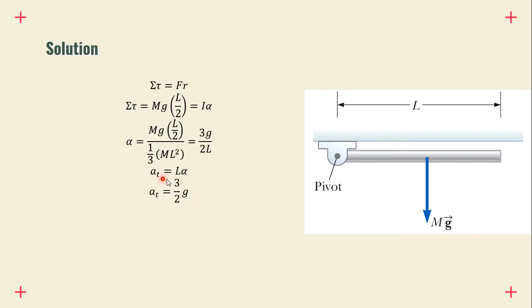How about the tangential acceleration? As I have shown you earlier, you can get the translational quantities by just multiplying the angular quantities by the radius. In this case, our radius is L, this length. So a_T is equal to L alpha. a_T is equal to 3/2 g because we cancel out L here. So this is our answer, 3/2 g.